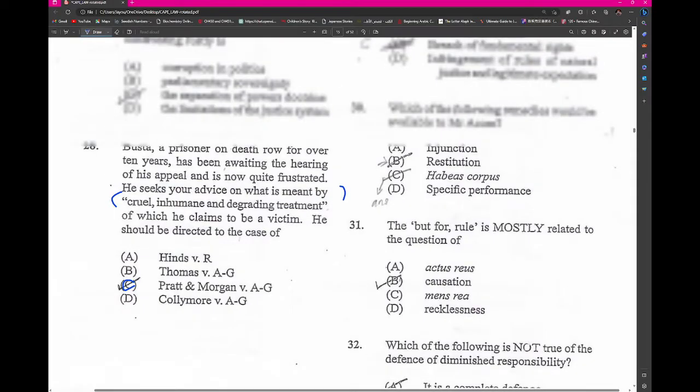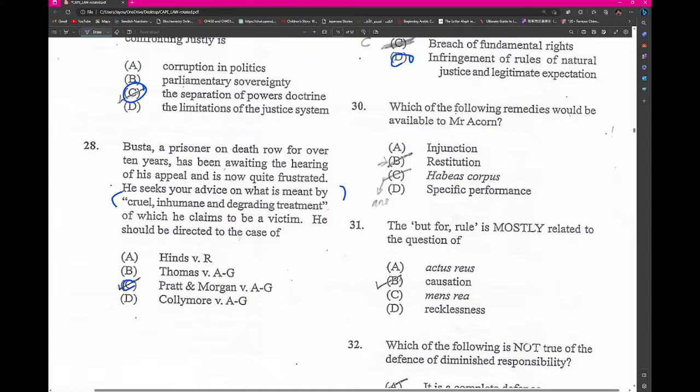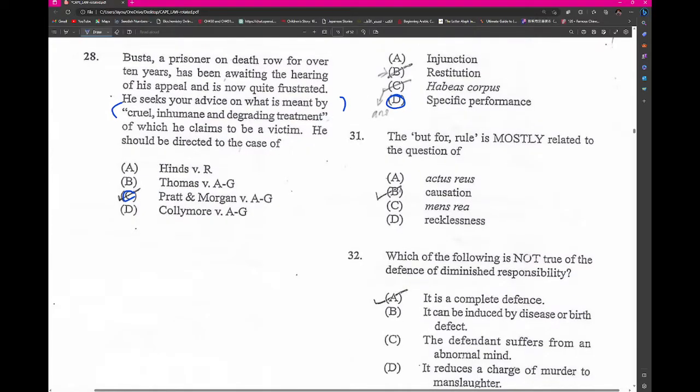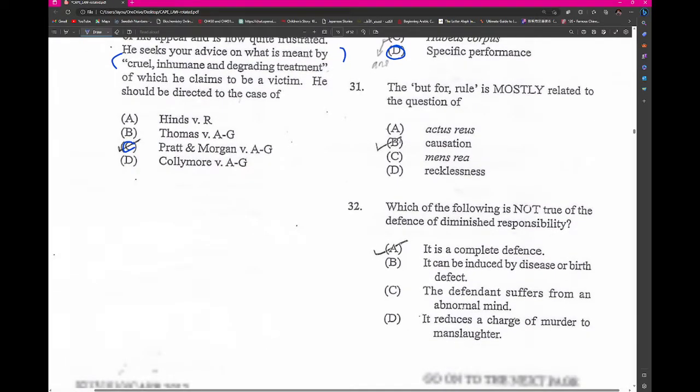Alright, 30, which of the following remedies would be available to Mr. Acorn? I think it would be specific reform. If it is habeas corpus, please type it in. Please tell us why in the comment section. The principle most related to causation.